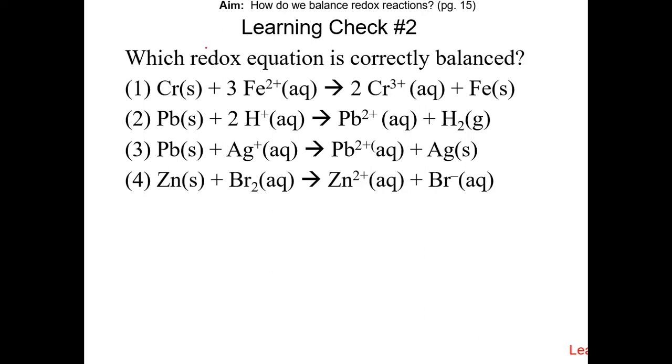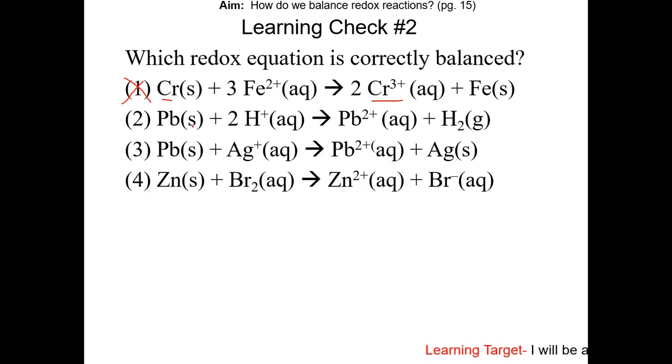Learning check number 2. Which redox reaction is correctly balanced? Pause the video and resume as completed. We have to check for conservation of mass and charge. In the first choice, the number of Cr on both sides is not the same, so choice 1 is wrong.